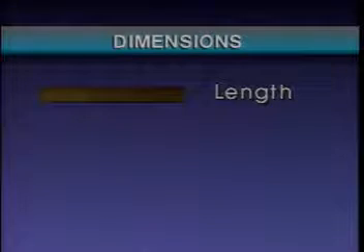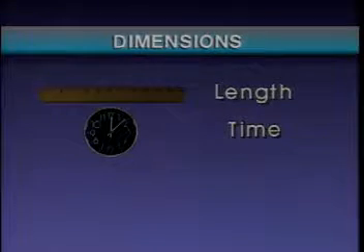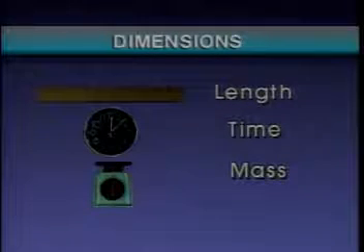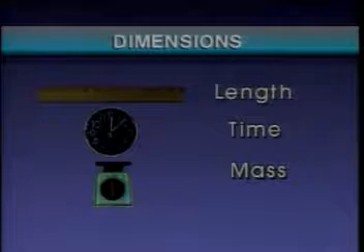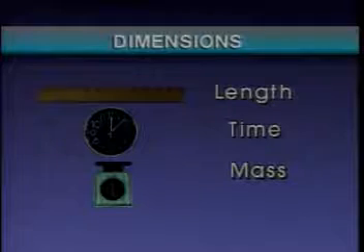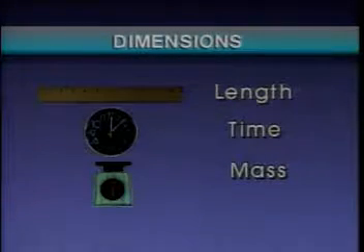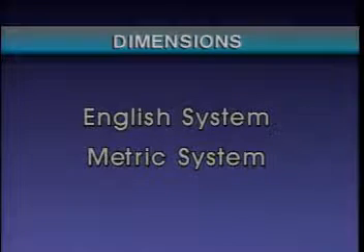Some of the physical properties that we measure are referred to as dimensions. The fundamental dimensions are length, time, and mass. These three dimensions and the units associated with them are the basis for many of the measurements that are made in a plant. Two standard unit systems that are commonly used to measure the fundamental dimensions are the English system and the metric system. We'll use the English system for this discussion.